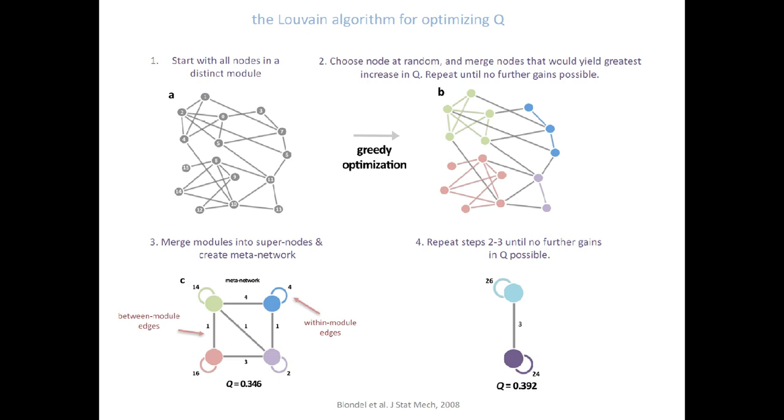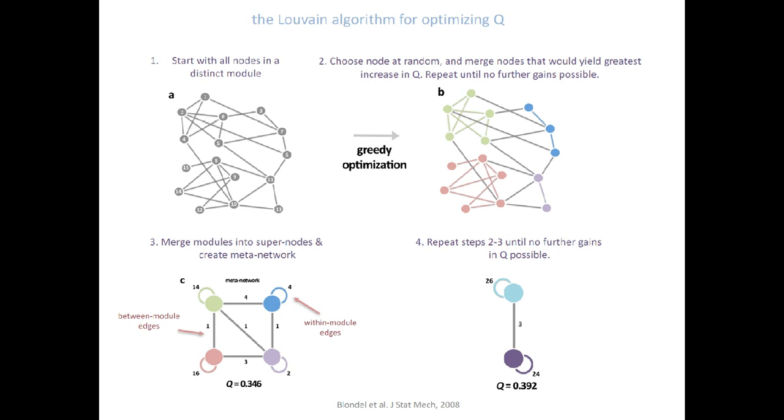And then you choose a node at random, and you merge it with another node such that you get the greatest gain in Q, right? So every node is a different module, and you've got a particular value of Q for that partition. Then you pick a node at random, and you say, okay, which other node can I place it with that's going to lead to the largest gain in Q? And then you repeat this process until you don't get any more gains in your Q measure. And then you end up with something like this. You get an initial partition. This is what's called a greedy optimization step.